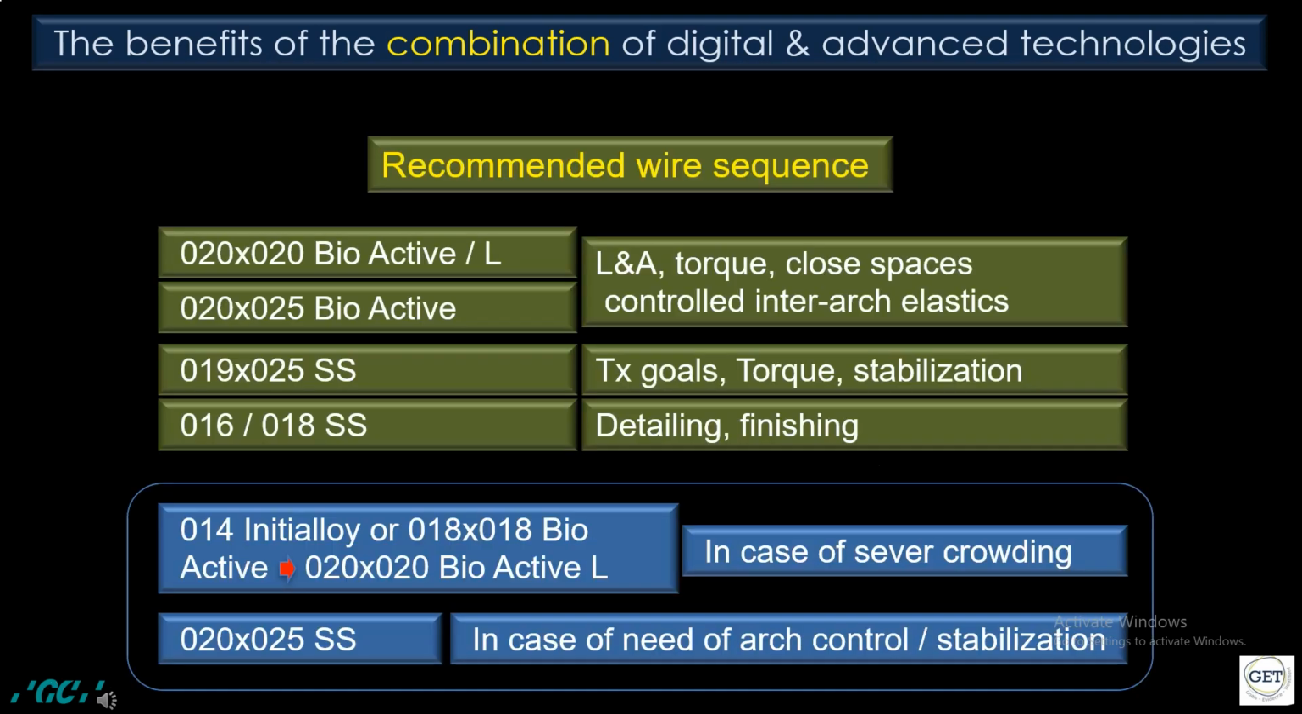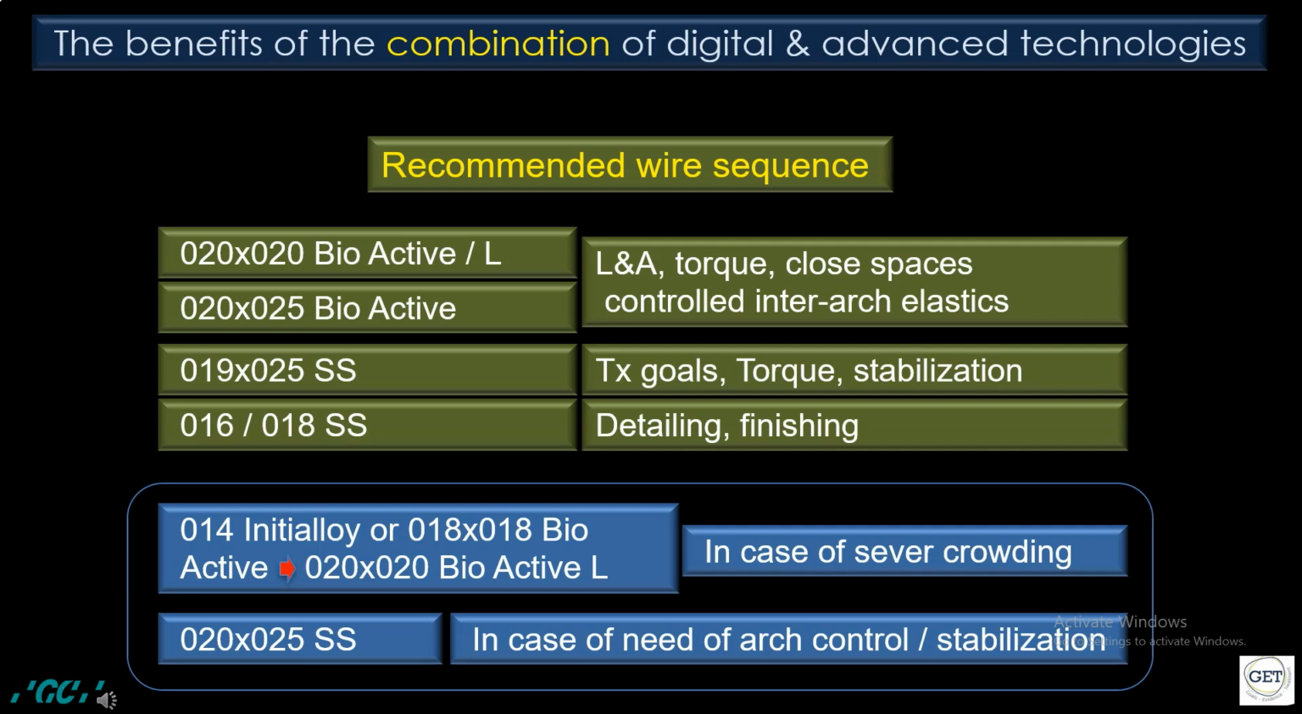The GET self-ligating bracket system wire sequence is presented in the following slide in the green zone. The first wire being 020 by 020 bioactive or bioactive light, followed by the 020 by 025 bioactive. Those two wires help to finish the leveling alignment, start the control of torque, start closing spaces, and allow the controlled inter-arch elastics. The third wire, being the 019 by 025 stainless steel, helps to achieve the treatment goals, finalize the torque and the stabilization stage.